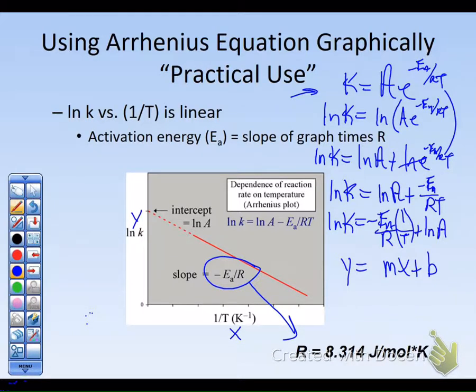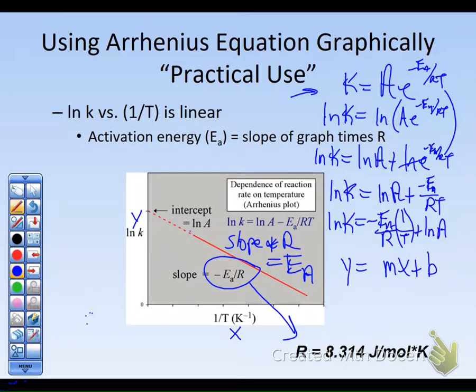So the slope of this line times R would give you the activation energy. A real quick and easy way to help us find activation energy for unknown reactions.